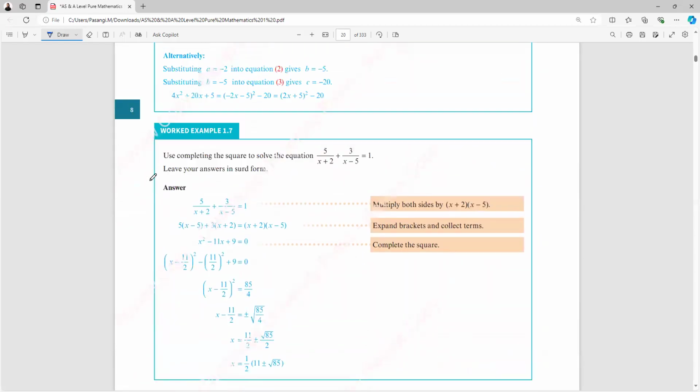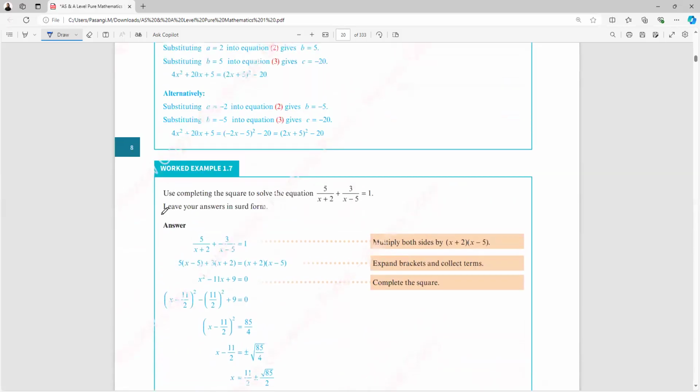Shall we do a proper hard one? We'll do one question, this worked example, because there you have a third term as well. Just try the example.